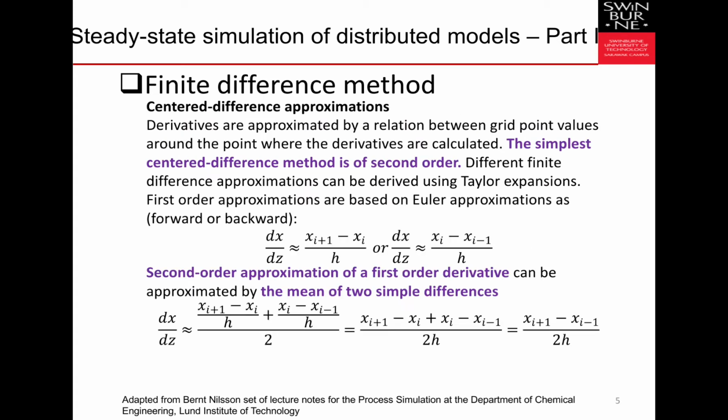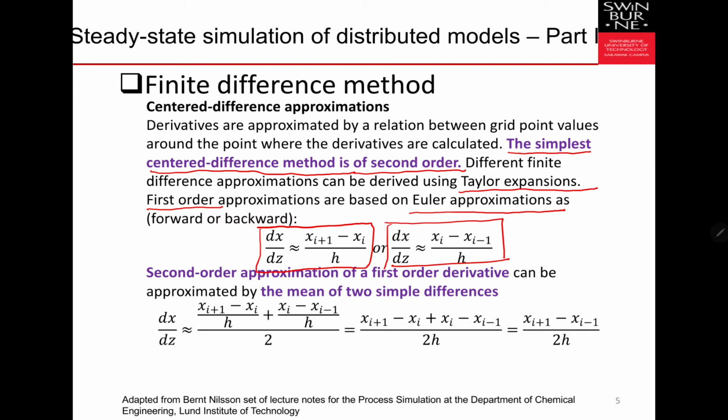Then in the finite difference method, we will discuss the center difference approximation. The simplest center difference method is of second order. Different finite difference approximations can be derived using Taylor expansion. The first order approximation is based on the Euler approximation, as forward or backward. So this one is forward and this one is backward.